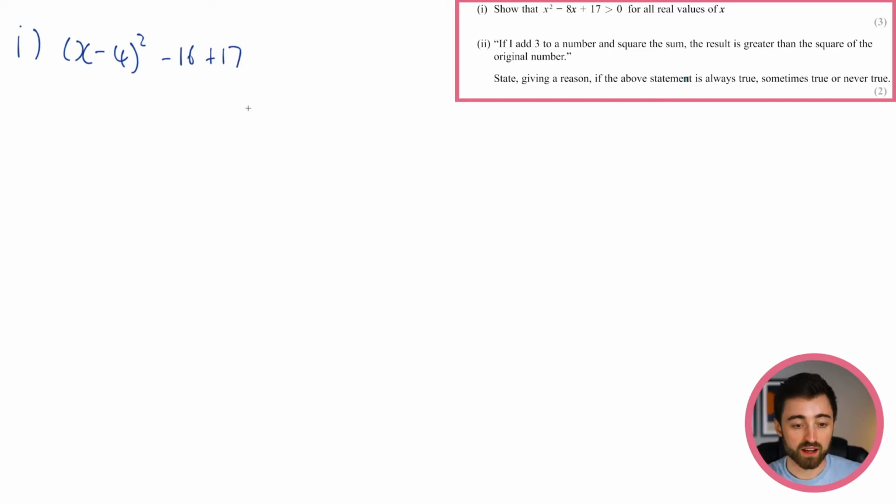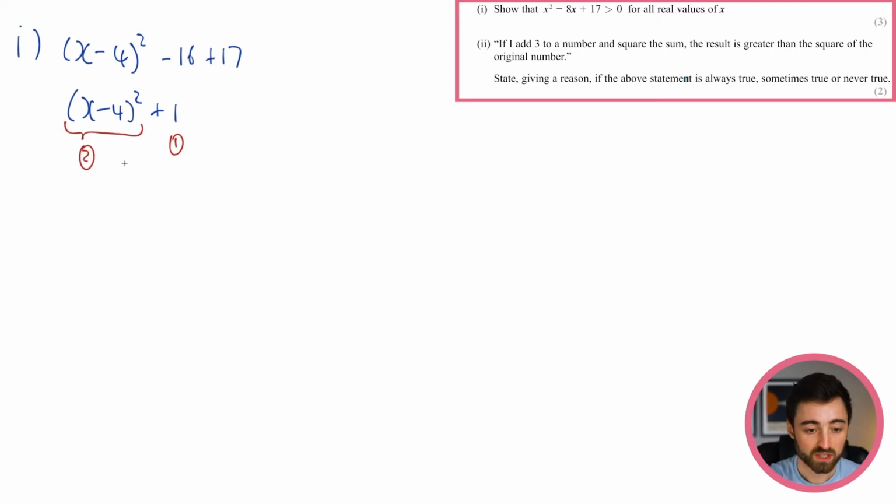I'm not going to write greater than 0 here, because that's what I'm trying to show. I'm not just going to assume the result, I want to show it. So cleaning this up, I get x minus 4 squared plus 1. Now, this is made up of 2 parts. The first part is the 1, let's call that part 1, and the second part is the x minus 4 squared. The first part is always 1, no matter what the value of x is. It's a constant.